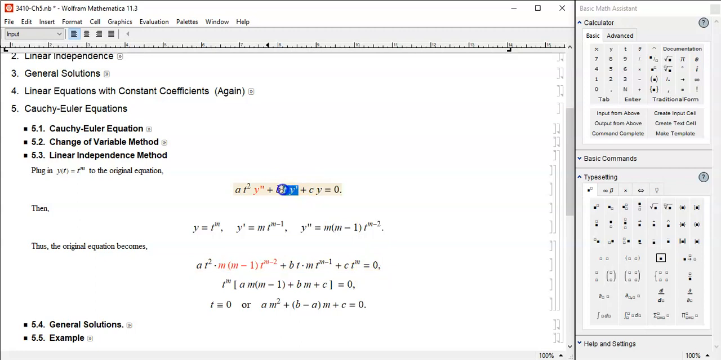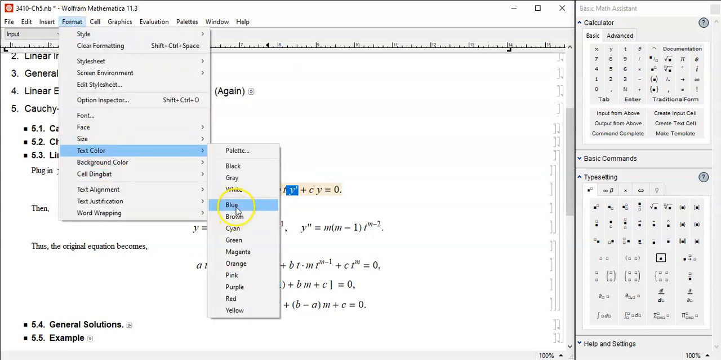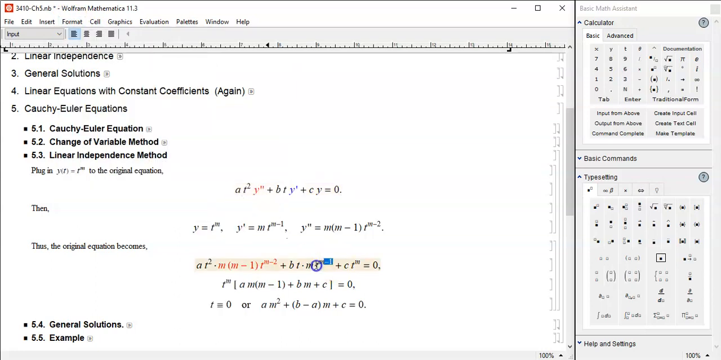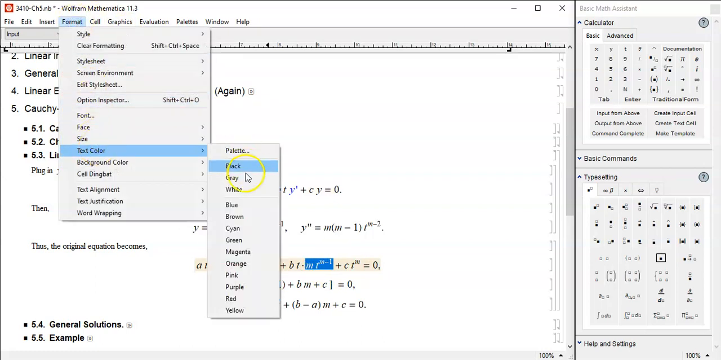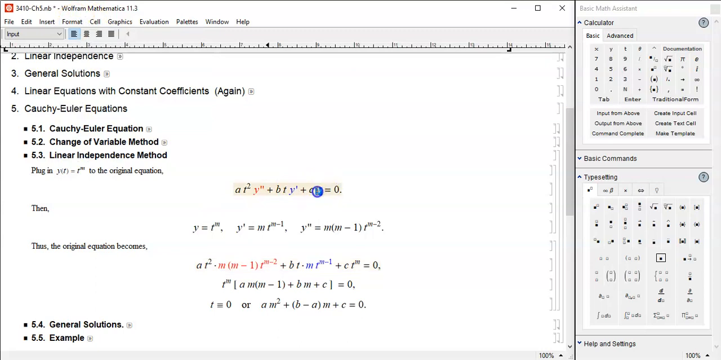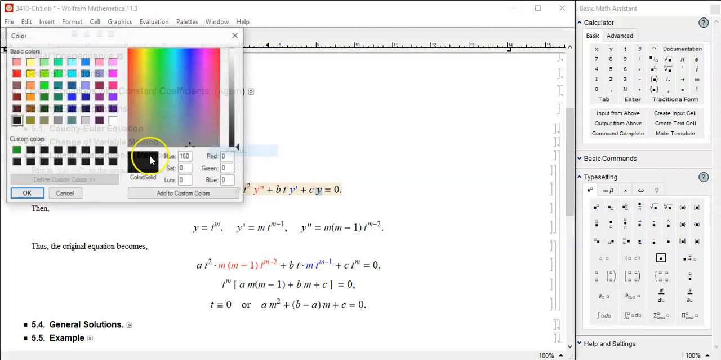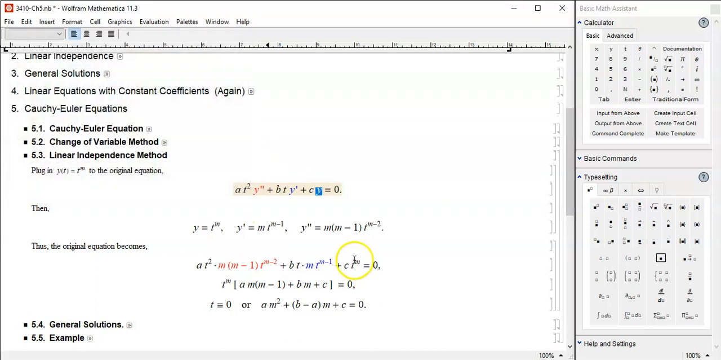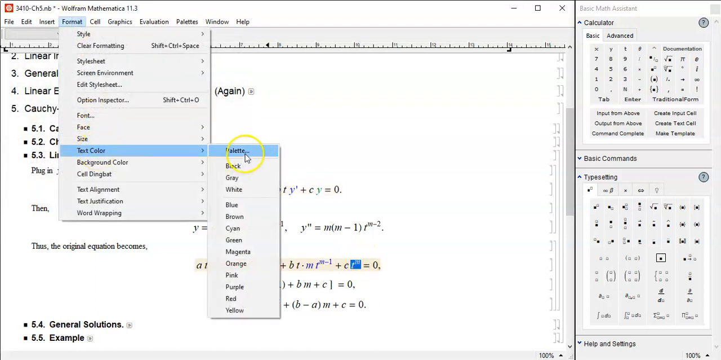And then this y prime, this blue term, is going to become m t to the m minus first power. And then this one, oh come on, which I'm highlighting in green, is t to the mth power.